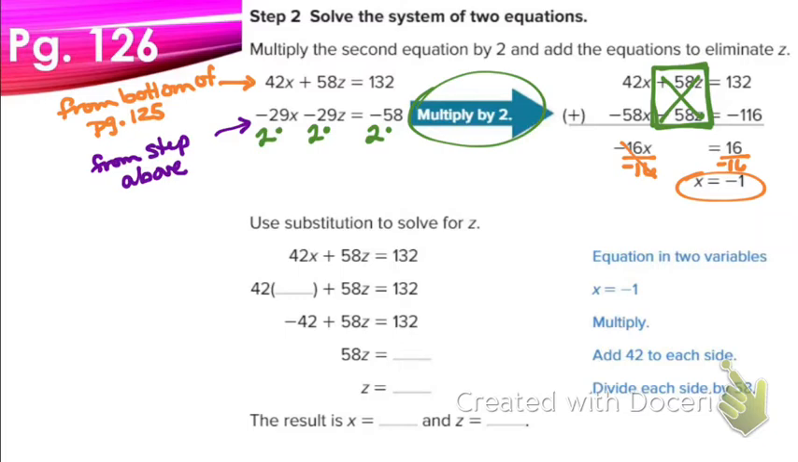We're going to take our answer for x. We're going to substitute it into that equation in the place of x. So I have negative 42 plus 58z equals 132. What do I need to do to both sides here? I want to get z all alone. What do I do to both sides? I'm going to add what? Add 42 to both sides.